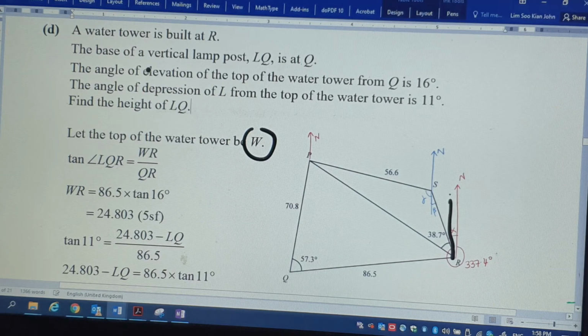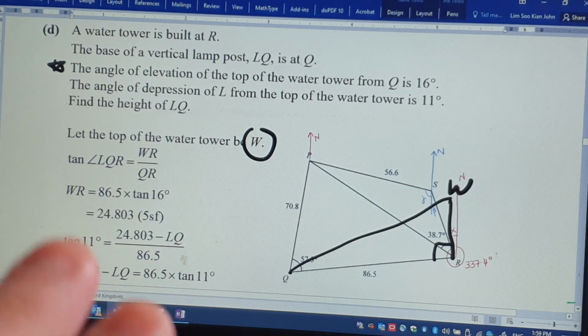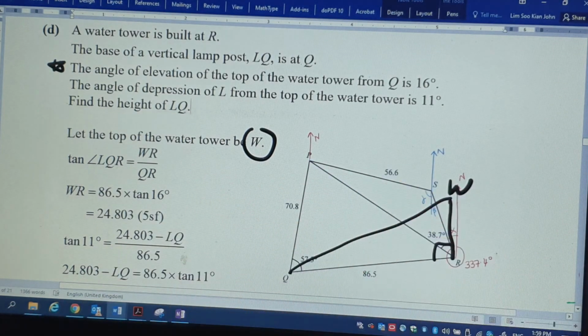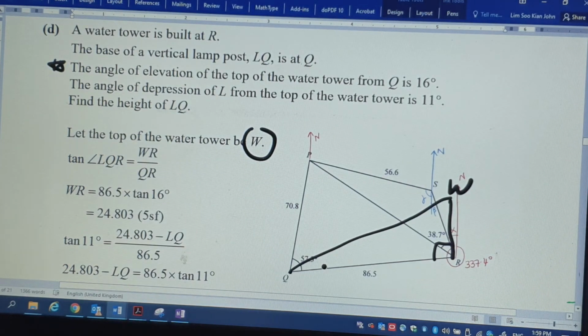I let the top, right, be W. Okay, so this is W, and the angle of elevation of the top is from Q. That means when I'm standing here, my eyes are here, I have to look up at this fella, right? This must be 90 degrees because it's a tower. We are now looking at the side view. Those who take D&T, you will know what I mean. You want to look up to the top of the tower. That's what they mean, and it's 16. So this must be 16.